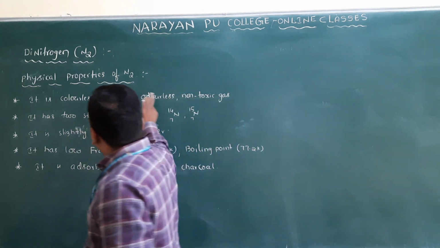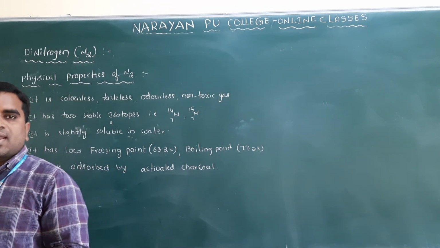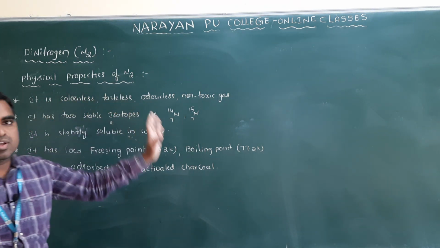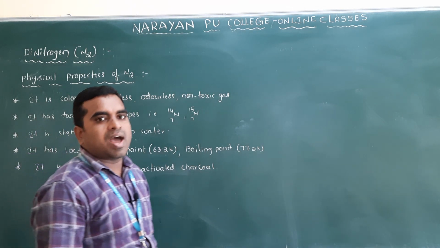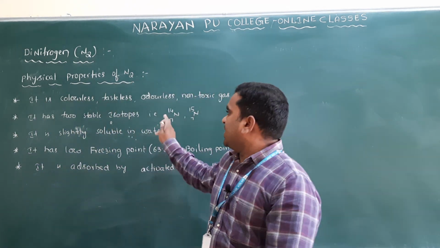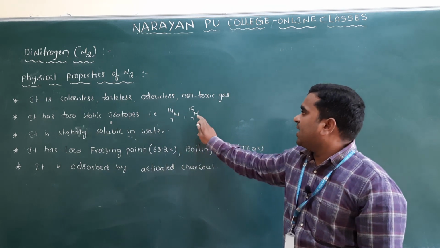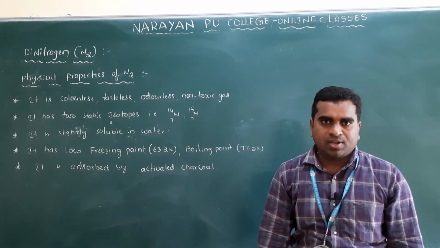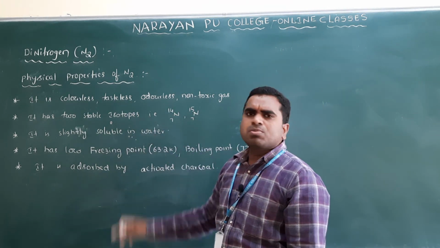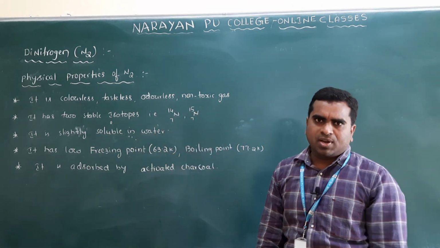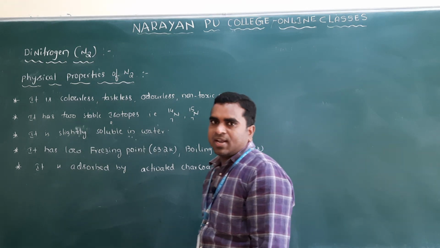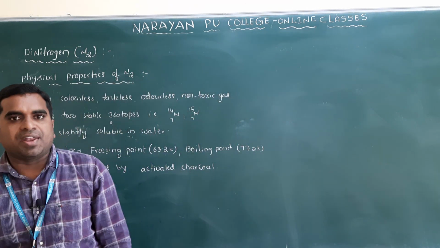So that's why it is a colorless, tasteless, odorless and non-toxic gas, and it has mainly 2 stable isotopes. One is nitrogen-14 and the other is nitrogen-15, clear? Here isotopes means, as you already know, having the same atomic number and different mass number. These 2 isotopes are stable for nitrogen.